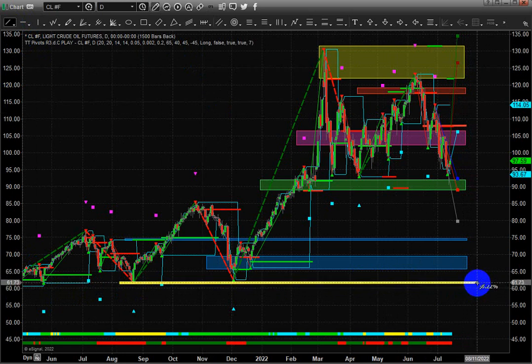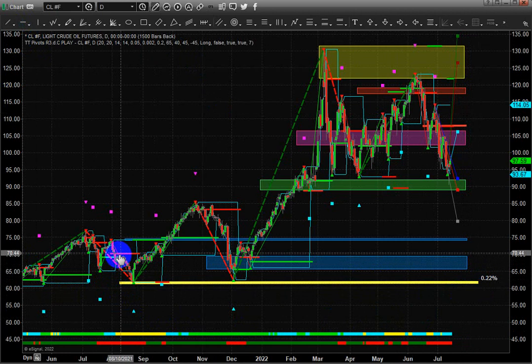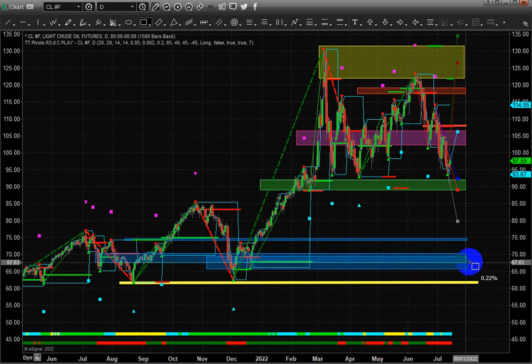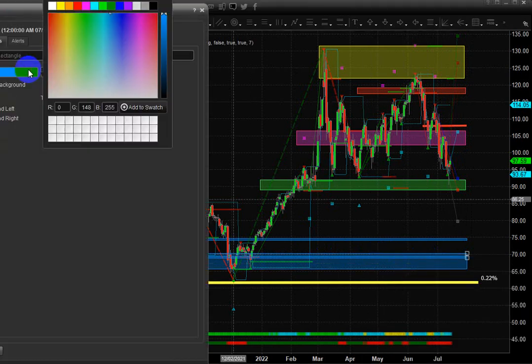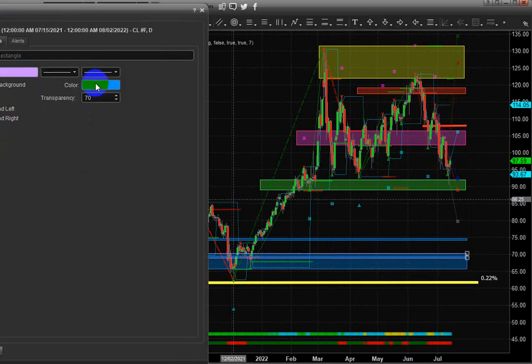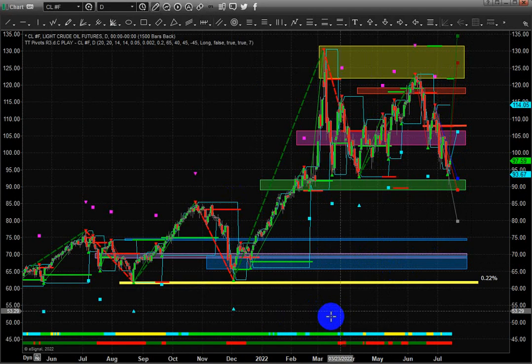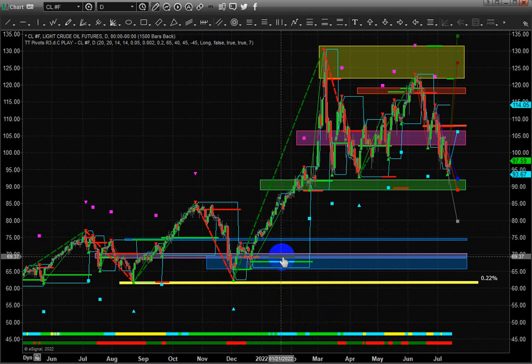Get my mouse to cooperate. And then we've got this range set up right here, which overlaps with this blue range that's over to the right. I'll still try to draw it. We'll draw it over here and over to here. And then we'll change the color real quick, make it more of a purplish blue color. And what you can see is how these ranges create support and resistance and create zones for price.